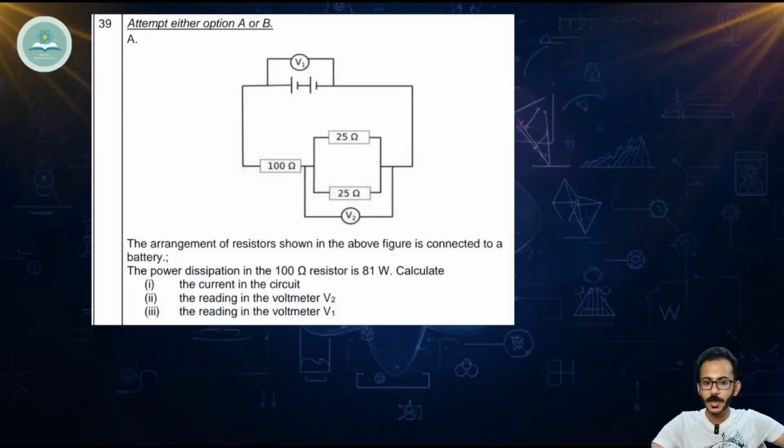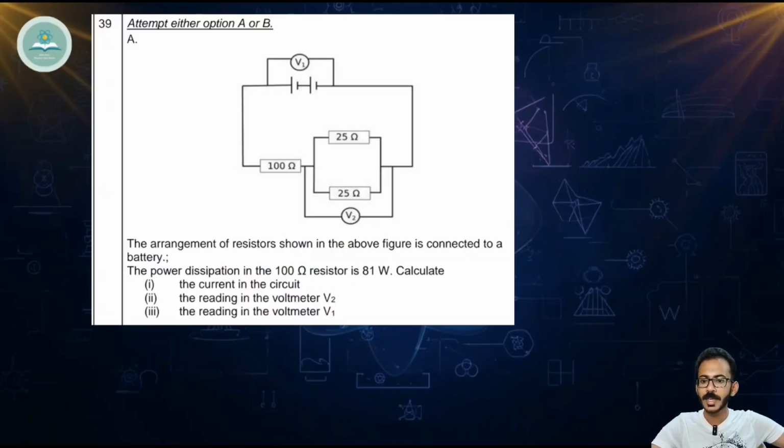Let's discuss question number 39 from the CBSE model question paper as well. So as per this question, a diagram is given. It's from electricity chapter, and the arrangement of resistors shown in the above figure is connected to a battery. The power dissipation in the 100 ohm resistor is 81 watt. We have to calculate the current in the circuit, then the reading in voltmeter V2 and the reading in voltmeter V1. Let's see how to do this.